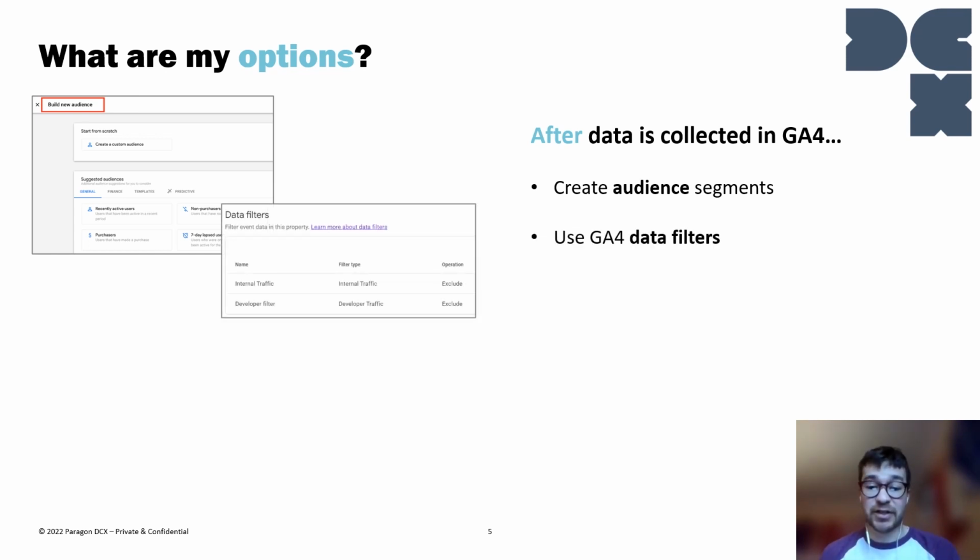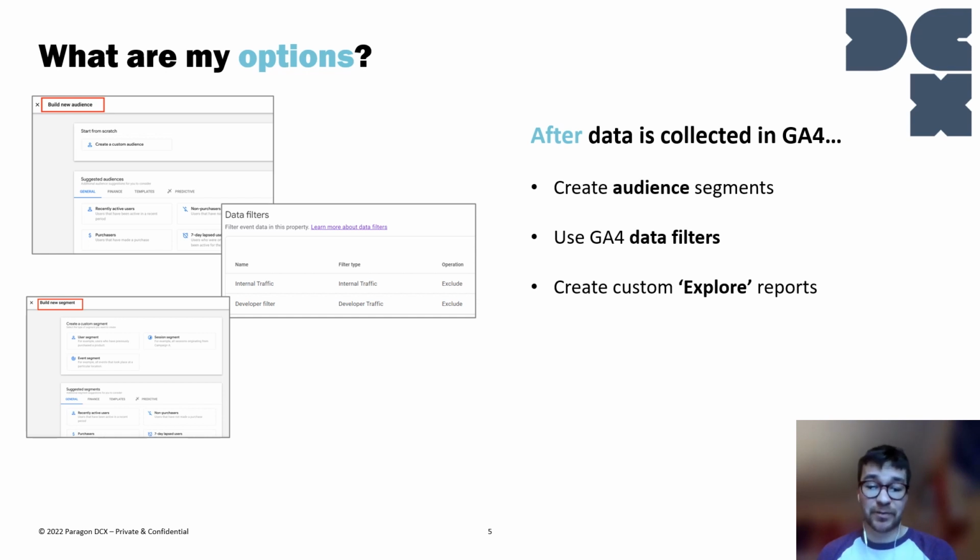You can use the GA4 data filters to filter out internal traffic, so if you've got an IP address or a range, you can add those to the internal traffic filter. You can also set up a developer traffic filter, which filters out any traffic with a debug mode parameter appended to it.